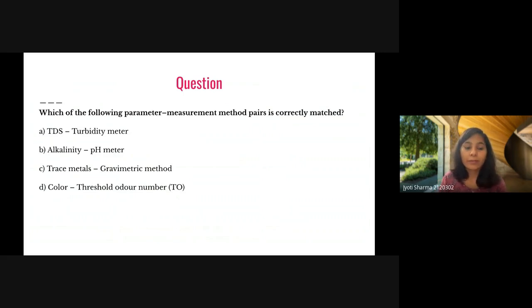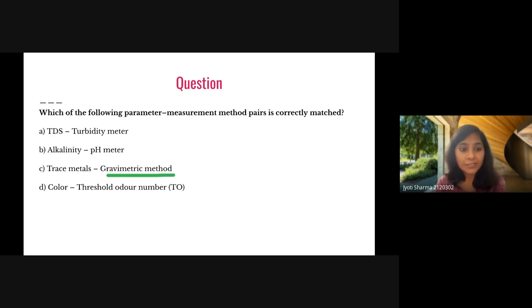So here we have TDS with turbidity meter, alkalinity with pH meter, trace metal with gravimetric method, color with threshold odor number. Venkateshwara gave me C. Gravimetric method is used for no, not for the trace metals. I will show you.